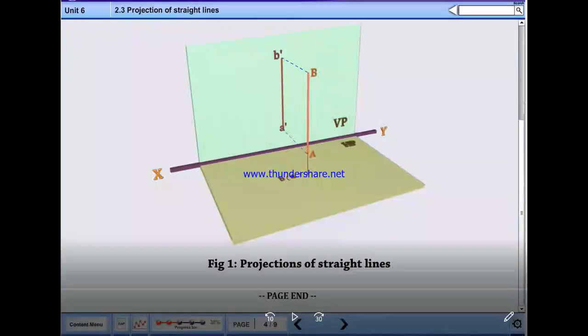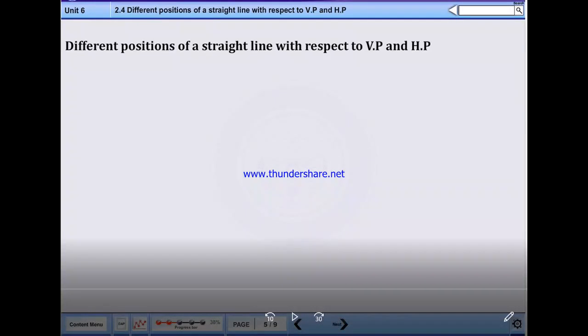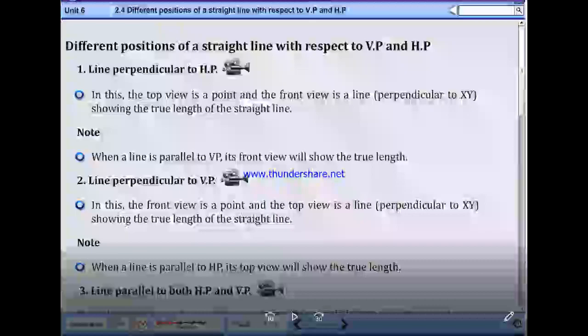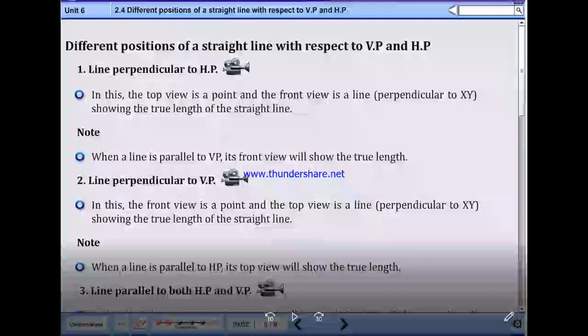Projection of straight lines. Now, different positions of a straight line with respect to the vertical plane and the horizontal plane. First one, line perpendicular to HP; second one, line perpendicular to VP; and third one, line parallel to both HP and VP, like this.